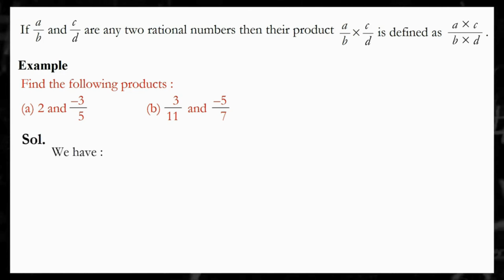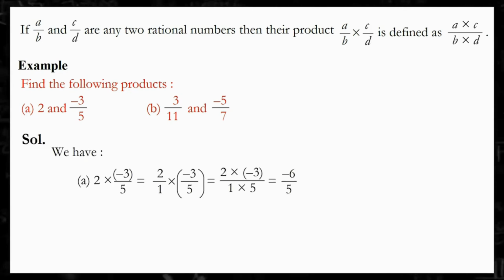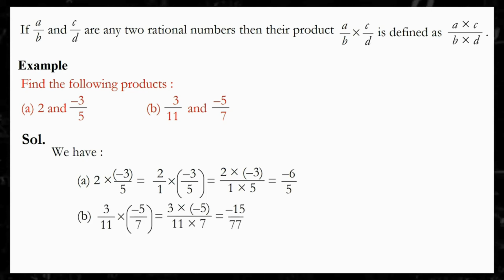Solution. We have A. 2 multiplied by minus 3/5, which is equal to 2/1 multiplied by minus 3/5, which is equal to (2 multiplied by minus 3)/(1 multiplied by 5), which is equal to minus 6/5. B. 3/11 multiplied by minus 5/7, which is equal to (3 multiplied by minus 5)/(11 multiplied by 7), which is equal to minus 15/77.